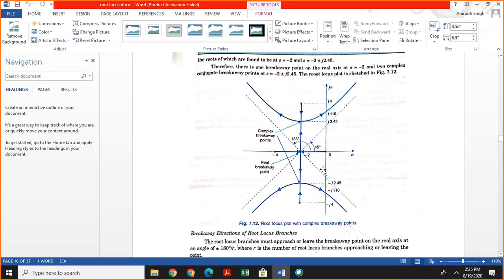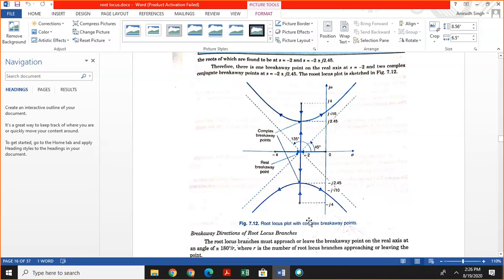This is the intersection point. And at this point the value of k is 260. Here the value of k is 0, and then the value of k increases; at this point the value of k is 260, and in this region the value of k is greater than 260.